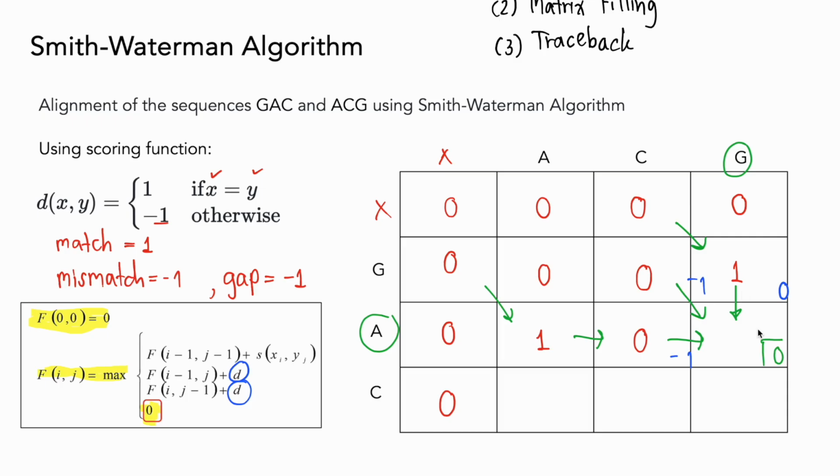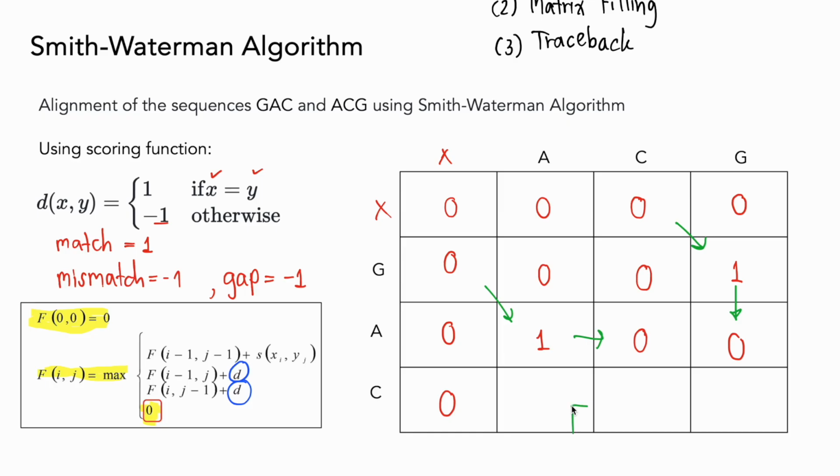The maximum value is 0, okay? 0 from default and 0 from the top cell. So we will put the 0 value here, and then we will remove the rest. Okay, all right, we will go on to the next row.